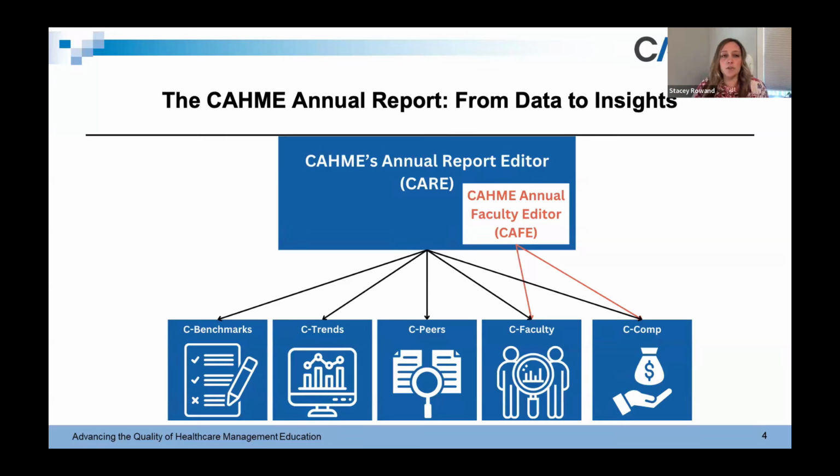So we have CAHME's annual report editor, also known as CARE, which is where programs enter their annual report data on a yearly basis. Located within this tool is the CAHME annual faculty editor, also known as CAFE. CAFE is where individual faculty profiles are created that give details such as faculty status, gender, race, contract length, and experience for each one of the faculty that teach in your program. The data that you enter within CARE and CAFE is what is used to generate reports within CAHME C-Suite. And your data entry into both CARE and CAFE is what opens the doors to your access to the 2 reports that we're going to talk about today.